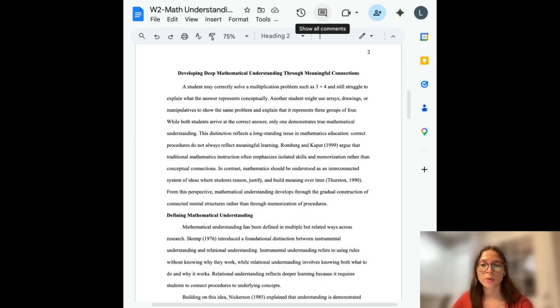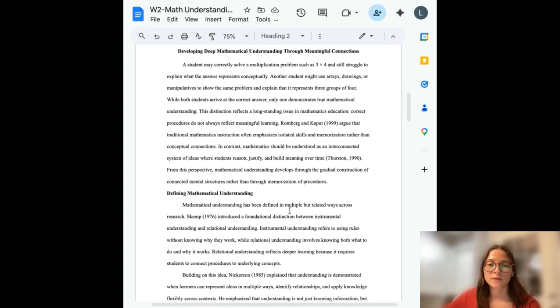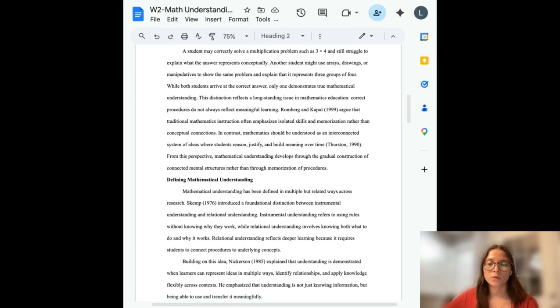Another student who uses models like arrays or groups is demonstrating a deeper understanding because they can connect the concept to meaning. In my essay, I used three researchers to define mathematical understanding. Skemp explains that there is a difference between instrumental understanding, which is just following rules, and relational understanding, which involves knowing both how and why something works. I use this idea to show that real understanding goes beyond memorization.